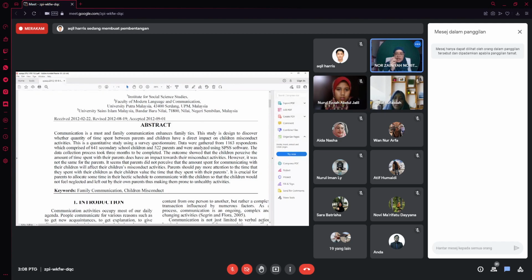Okay, to discover whether quantity of time spent between parents and children have a direct impact on children misconduct activities, meaning designed to discover. So discover means, let me see. Diagnostic. Discover could be diagnostic. Yes, good, very good. It's quantitative. All right, it's like established there. This is a quantitative study using a survey questionnaire, so it's quantitative, right? And what else?